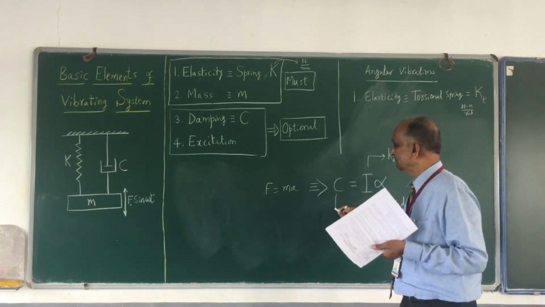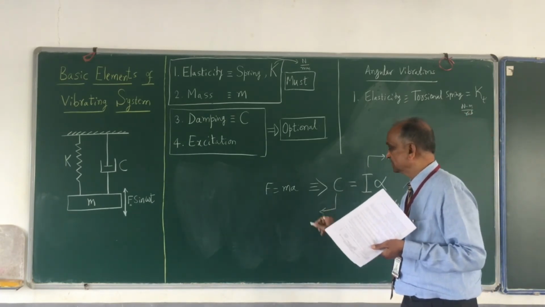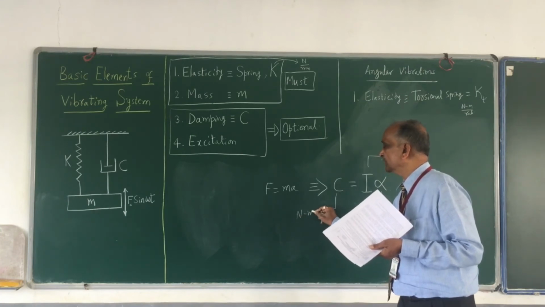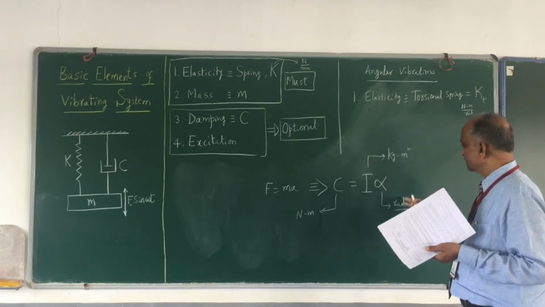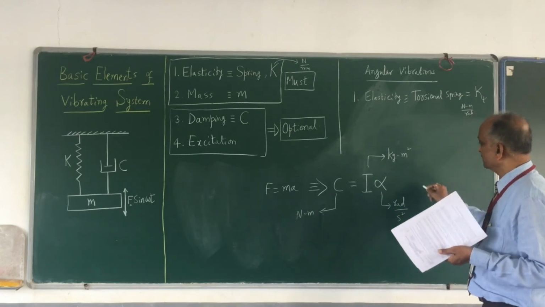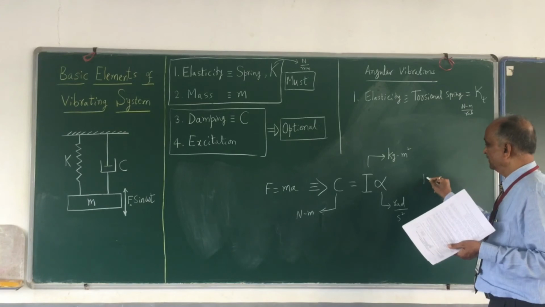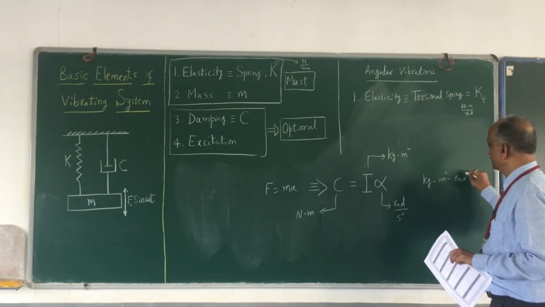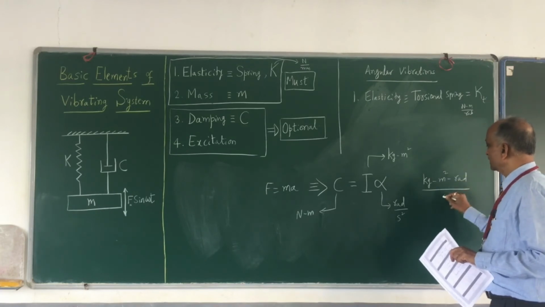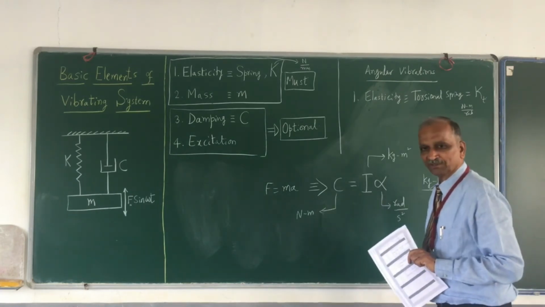And what is this C? C is the torque. This is basically Newton meter. Okay, so kg meter square, radian per second square. If I multiply kg meter square radian per second square, how do I get Newton meter?